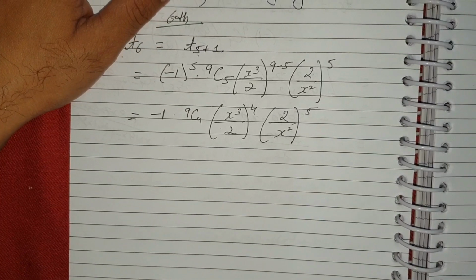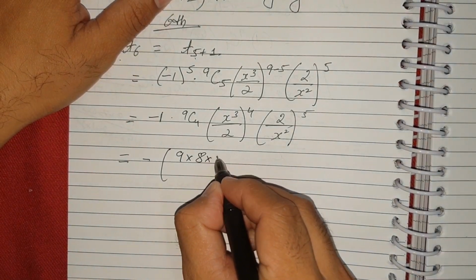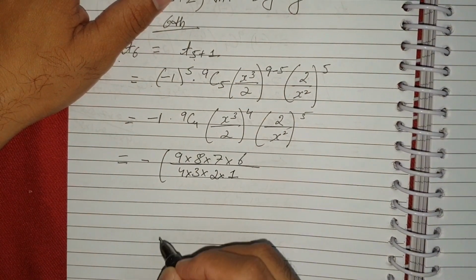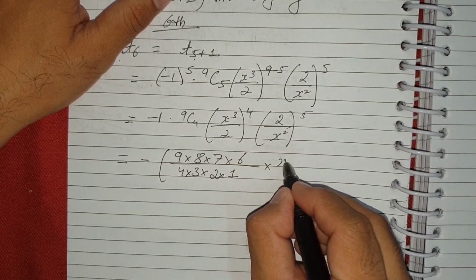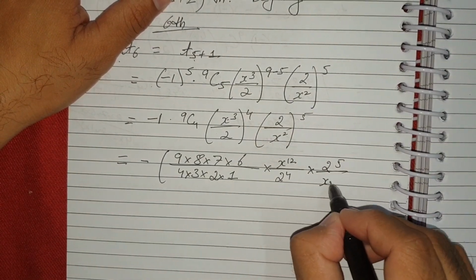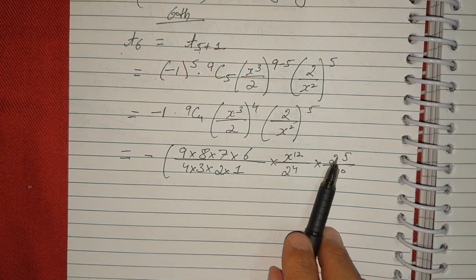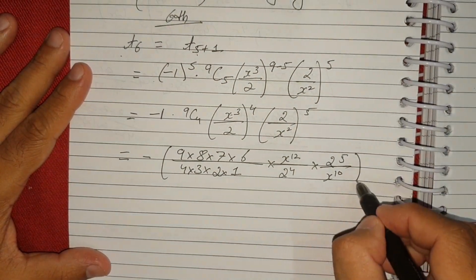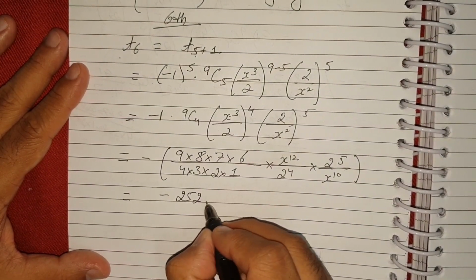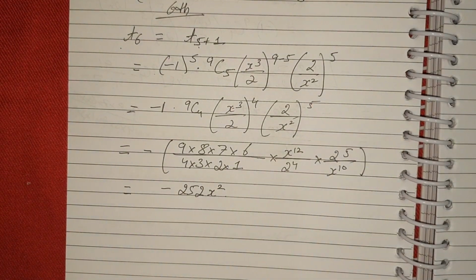Okay. Now, we know the value of 9C4, this is 9 into 8 into 7 into 6 upon 4 into 3 into 2 into 1. Okay. Now, this is x to the power 12 by 2 to the power 4, and this is 2 to the power 5 upon x to the power 10. So, basically 2 to the power 4 will be cancelled by 2 to the power 5. So, when you solve all this, your answer is minus 252 x to the power 2. So, this is the fifth term from the end of the expansion.